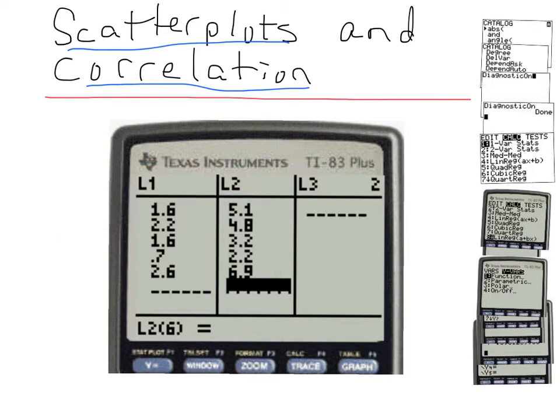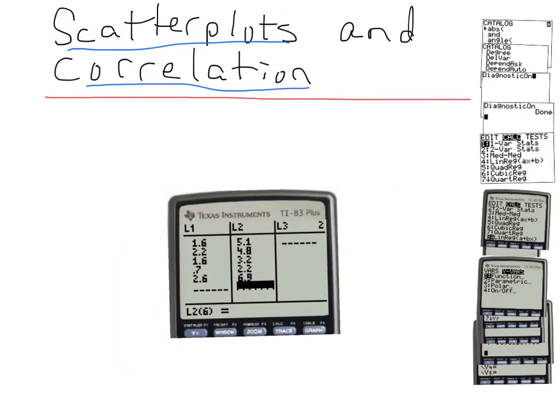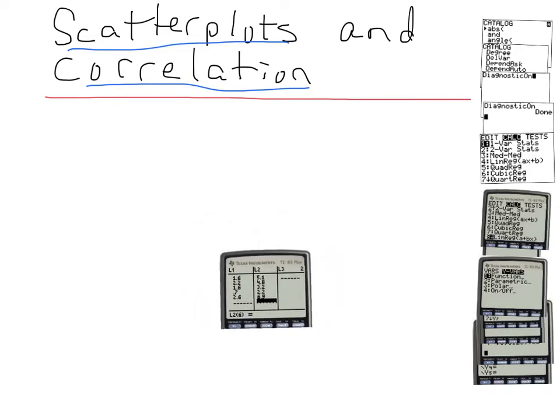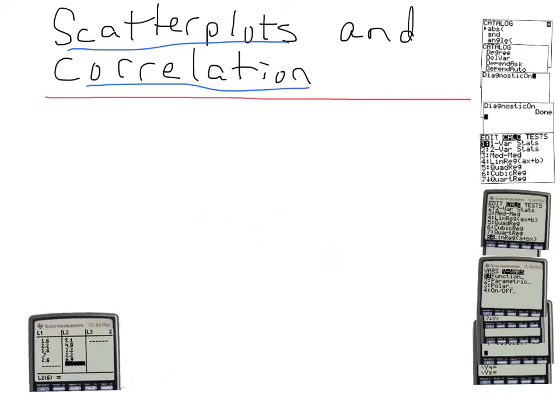And once you've got that done, and you got this in, what we're going to do is see how to make it such that you can see a scatter plot on your calculator and get, very importantly, the correlation. This is the key to what we're doing here today.